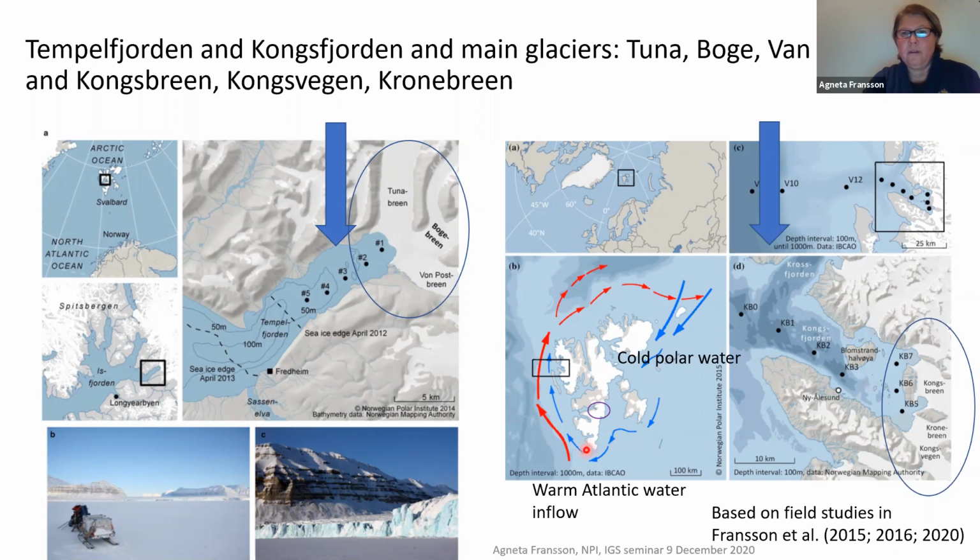On this map, I will just show a brief introduction to some currents outside the west coast of Svalbard. You have the red arrows, warm Atlantic water, and there is also a cold current from the east of Svalbard. It's traveling along the coast, and these two currents sometimes mix, and they also enter the fjords on the west coast and affect the conditions there.